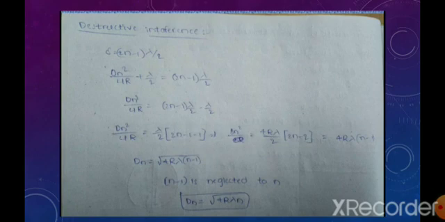Destructive interference. Delta equals 2n minus 1 into lambda by 2. Dn square by 4R plus lambda by 2 equals 2n minus 1 into lambda by 2. Dn square by 4R equals lambda by 2 into 2n minus 2. This implies dn square equals 4R lambda into n minus 1. Dn equals square root of 4R lambda into n minus 1. n minus 1 is approximated to n. This implies dn equals square root of 4R lambda n.